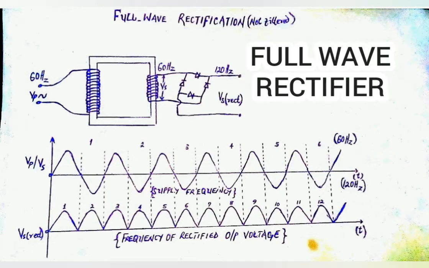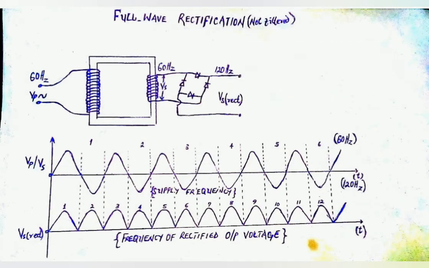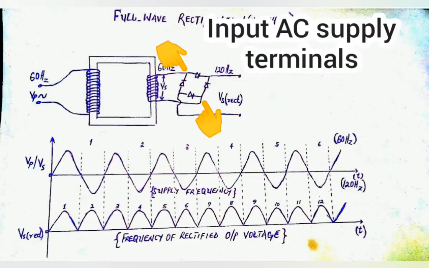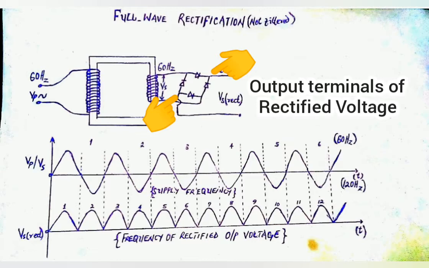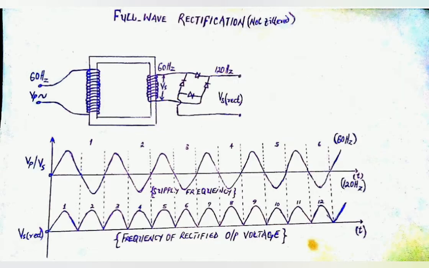Now let us look at the full-wave rectifiers. This is a full-wave bridge rectifier. The rectification here is also done by diodes. Here, instead of a single diode, two pairs of diodes are connected to create two pairs of terminals. One pair, as input for the AC supply voltage. The other pair, as output terminals of rectified voltage. In all, 4 diodes are used here.